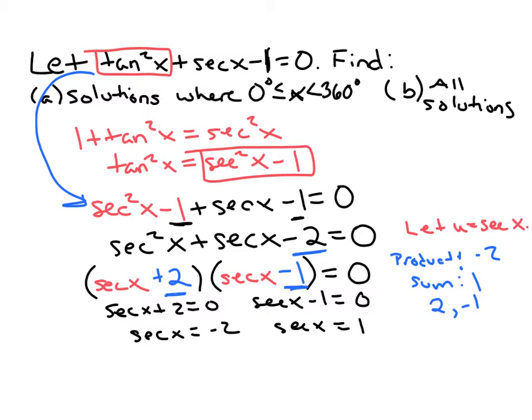All right, now I do need a new page. Okay, so just rewriting: secant was negative 2, or positive 1.